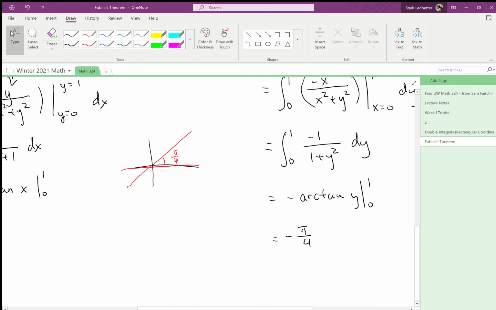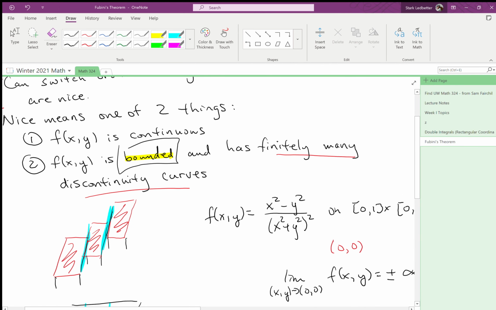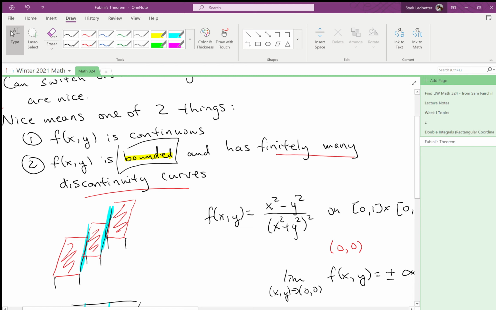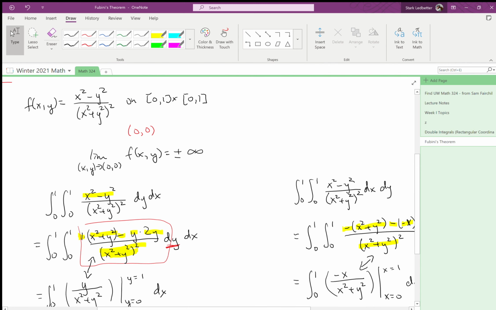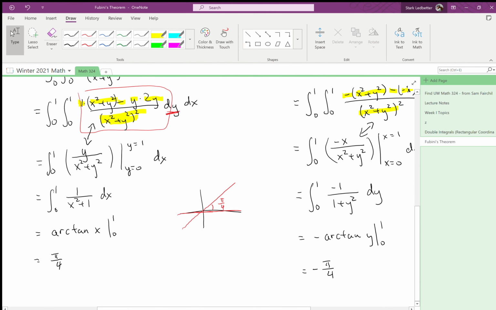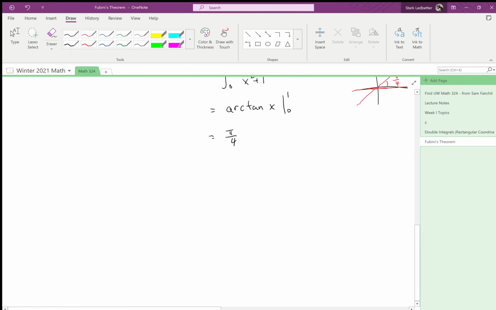So, indeed, if I hadn't checked whether this function satisfied the conditions of Fubini's theorem, and I just picked one of these ways to integrate it, and said it doesn't matter because of Fubini's theorem, I'd have been wrong. And if I told you guys to do it and didn't tell you to check, half of you would have gotten pi over 4, half of you would have gotten negative pi over 4, and we would have wondered who's wrong.